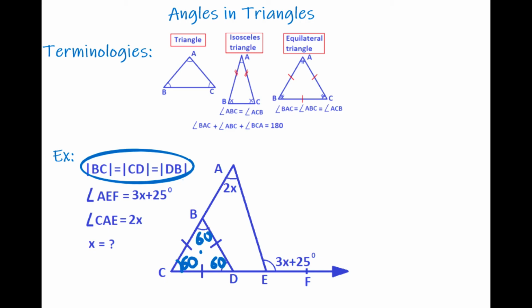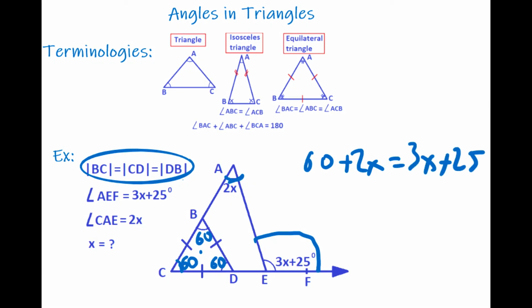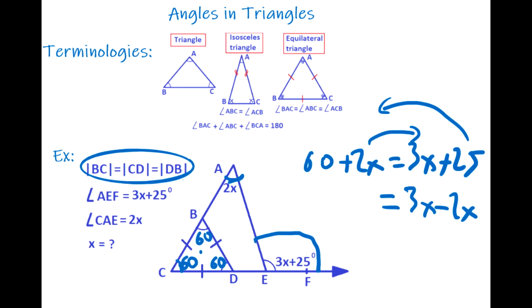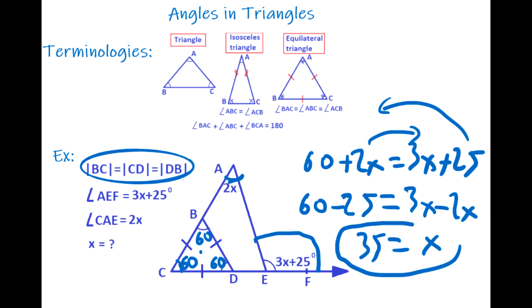And again, that's 60 degrees plus this 2x, let me write it here, 60 plus 2x, and that is equal to this outer angle, guys. So it has to be equal to 3x plus 25. And if you send this 2x to the right, here it was plus 2x, and now it's going to be negative 2x, so 3x minus 2x. If you send this 25 to the left, here it was positive 25, and now it's going to be negative 25. So it's going to be 60 minus 25 on the left. And on the left, we're going to have 35, and on the right, we're going to have x. So we can easily see that x is 35 in this case.